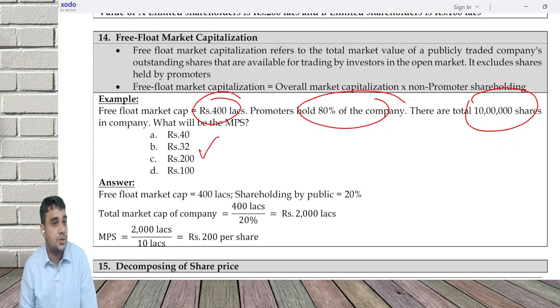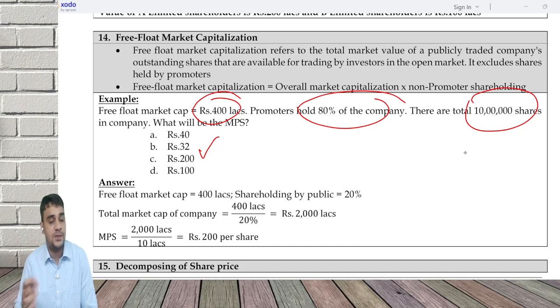Any doubts on this? Again, I'll repeat. Free float means shareholding of non-promoter. An extremely important number, because many questions in the ICI exam have tested on this free float market cap concept. Clear? Any doubts on this? Can we proceed?